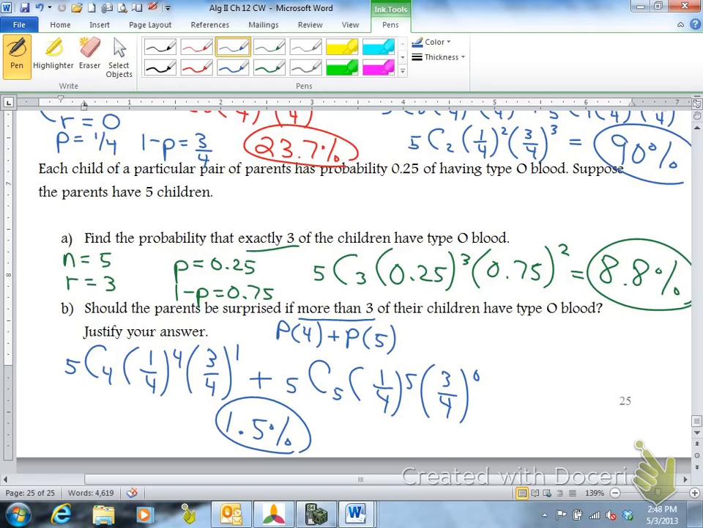So should the parents be surprised if they got 4 or 5 kids that had blood type O? You would say yes, they would be surprised. Yes, because 1.5% is unlikely. It's possible, but it's really unlikely. 1.5% is really low that they would have that many blood type O kids.